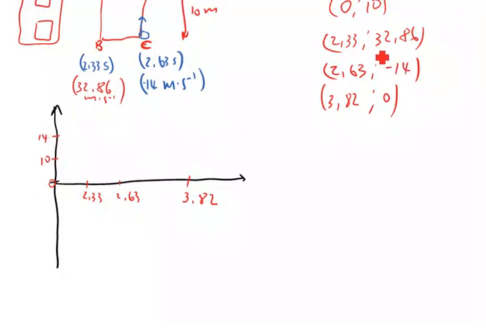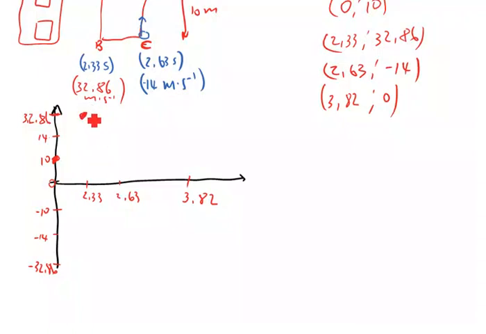Then we have 32.86. Then I copy this. I have minus 10 here, minus 14 here, then minus 32.86. Now let's plot. The first point is x is 0, y is 10, so this is 10. Then x is 2.33, and y is here.